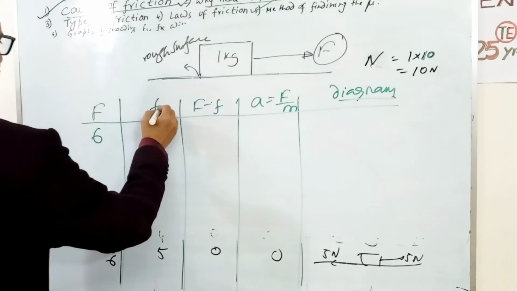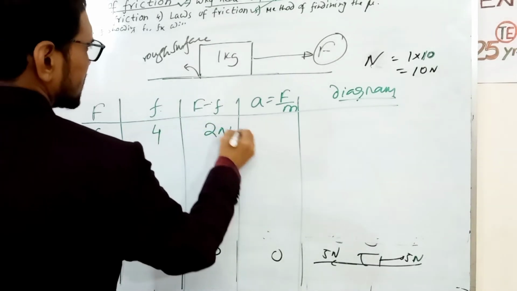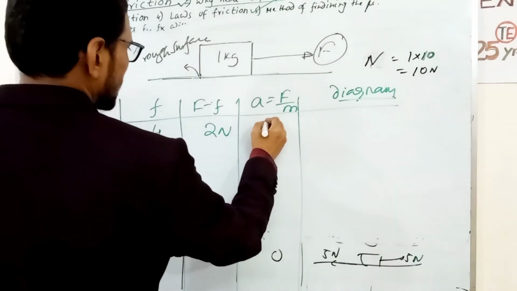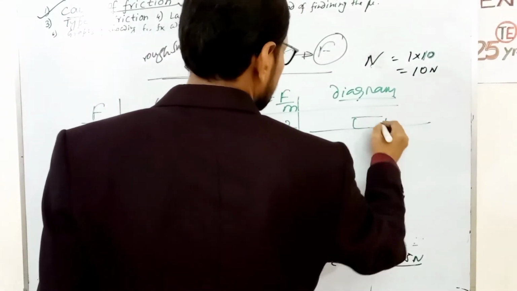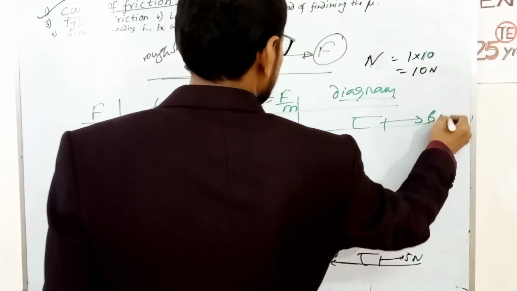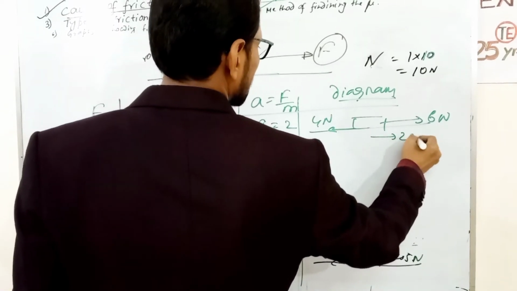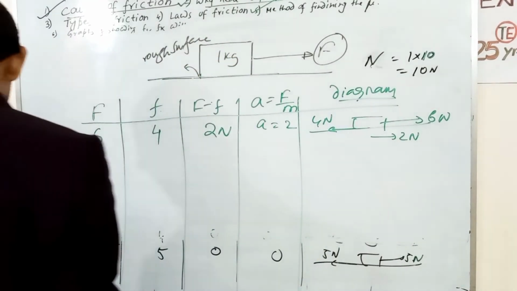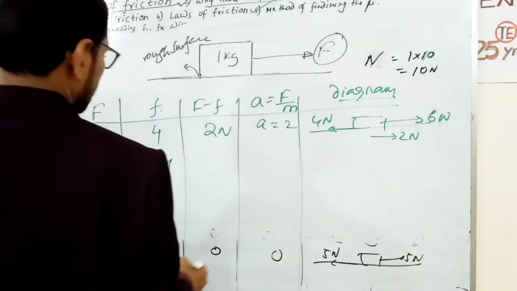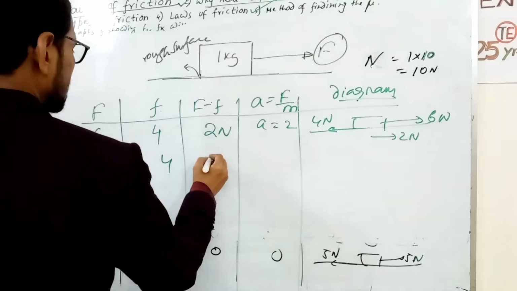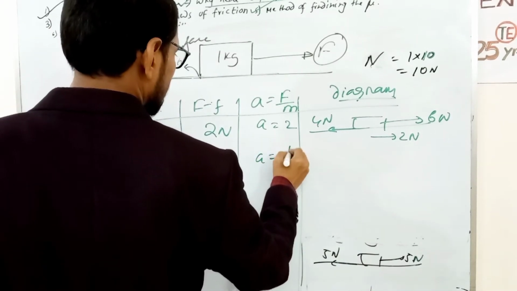Now here the friction is kinetic friction, which is 4 newton, net force is 2 newton, and acceleration equals force by mass, so 2 by 1, that is 2 meter per second square. Now the diagram will be here 6 newton, 4 newton, so net force is 2 newton. Now if the applied force is 8 newton, then friction remains 4, that is kinetic friction, and net force is 8 minus 4, so acceleration equals force by mass, 4 by 1, that is 4.